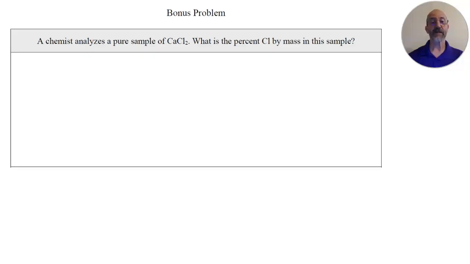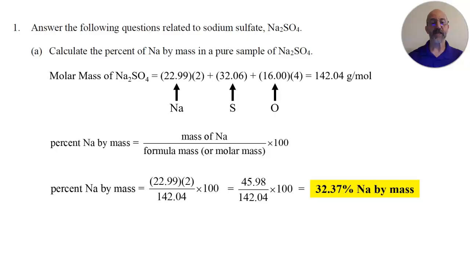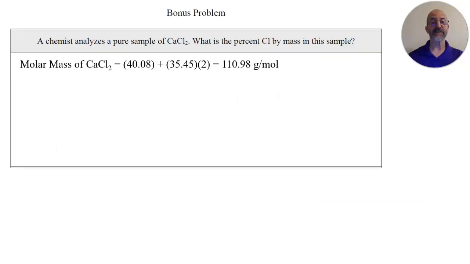Let's start by calculating the formula mass, or the molar mass, of calcium chloride. So that would be just like we did for sodium sulfate back in part A of question 1. Mass of calcium, 40.08, plus 2 times the mass of chlorine, 35.45. So there's the formula mass, 110.98, which is also the molar mass of calcium chloride.